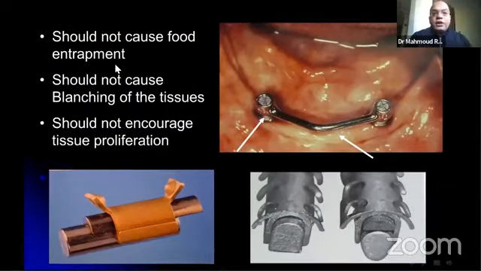The bar shouldn't cause food entrapment between the bar and the mucosa, and should not cause food entrapment around the implant, so as not to cause peri-implantitis and the sequelae of implant failure. It should not cause blanching of the tissues, and must not exert any pressure on the alveolar mucosa under it. It should not encourage tissue proliferation or tissue hyperplasia.